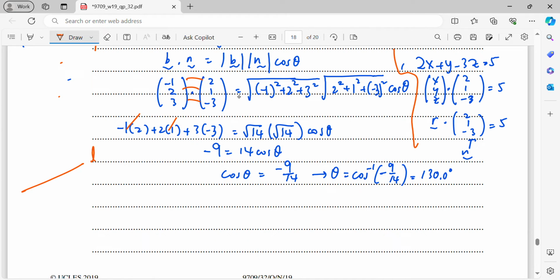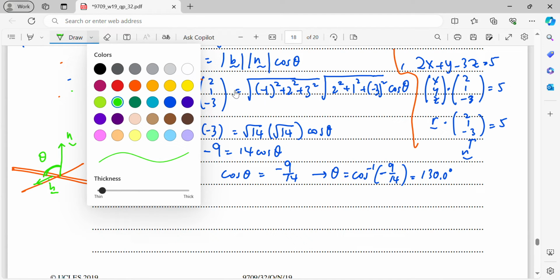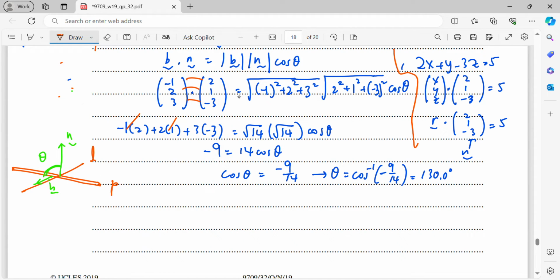So this is my L, here is my P. Okay, so this is my N, and here is my B. So I'm finding this angle. This is my theta. And then now my alpha is going to be over here. My alpha is between line and plane. Line and plane, that means right here is 90 degrees. So my alpha is this part.